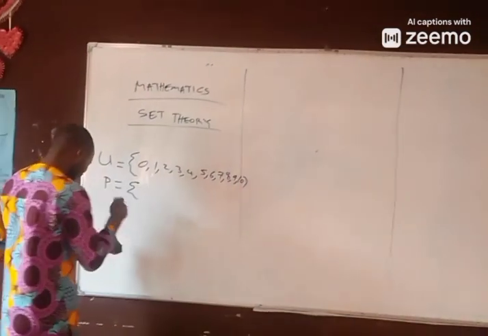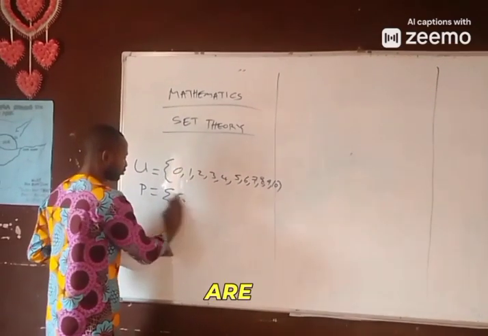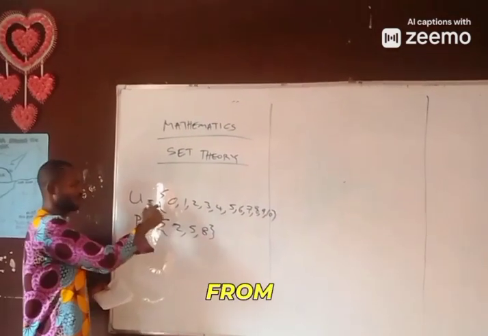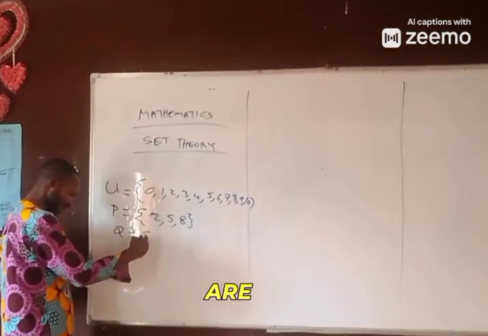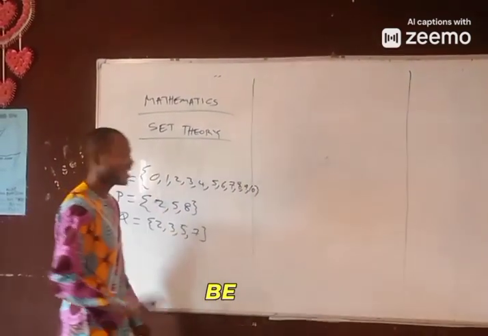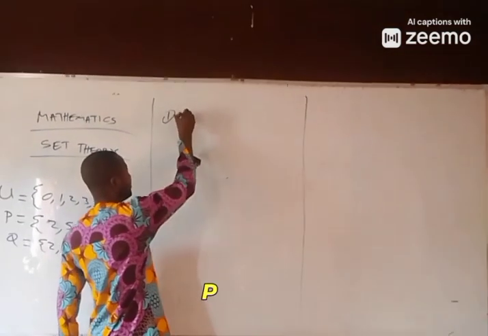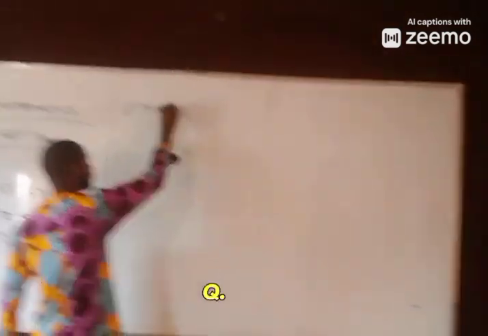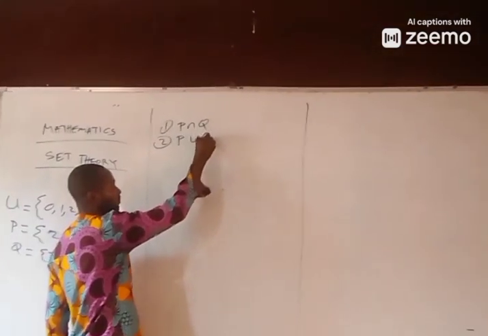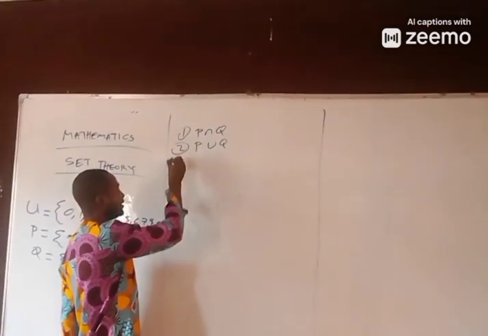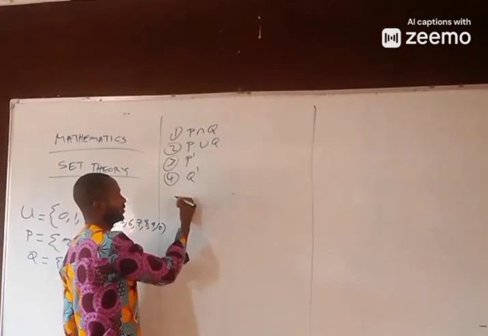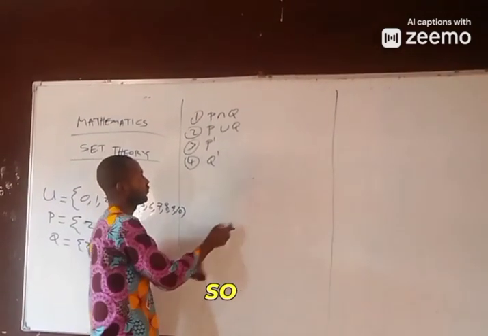So I can have P such that the elements in P are 2, 5, 8. I can have another set Q derived from this set U such that the elements are 2, 3, 5, and 7. So we can be asked to calculate, let's say, P intersecting Q. We can also be asked to calculate P union Q, P prime, Q prime, and so on and so forth.